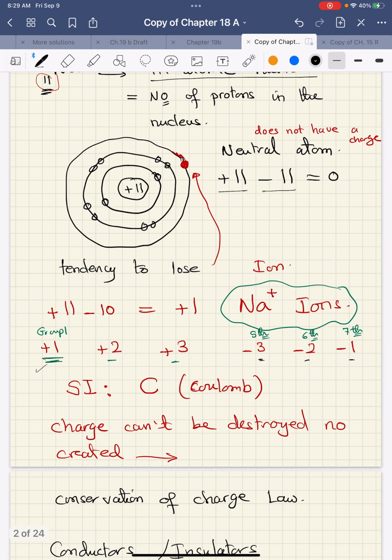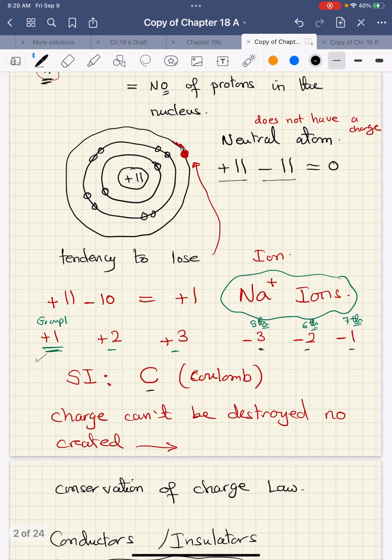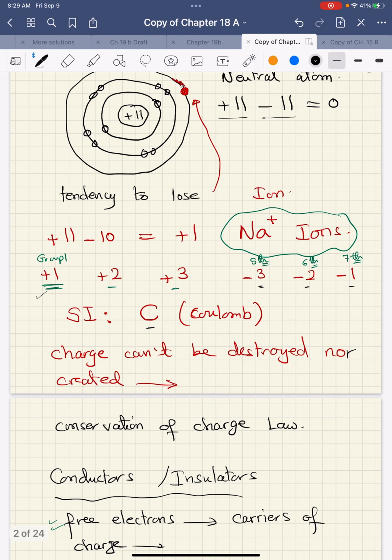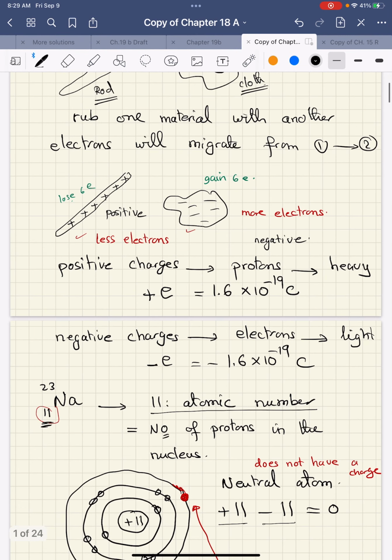In the SI system, charge is measured in coulomb, and for coulomb we use capital C. Something that we need to know is that charge cannot be destroyed nor created. We have this conservation of charge law. If you look here, this one is going to lose 6, and this one is going to gain 6.